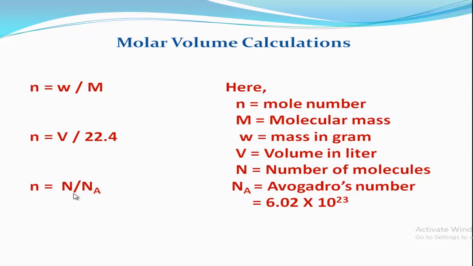And n equals capital N divided by Na, where N indicates the number of molecules and Na denotes Avogadro's number, and that is 6.02 into 10 to the power 23. So using these formulas we can easily solve different problems on molar volume.